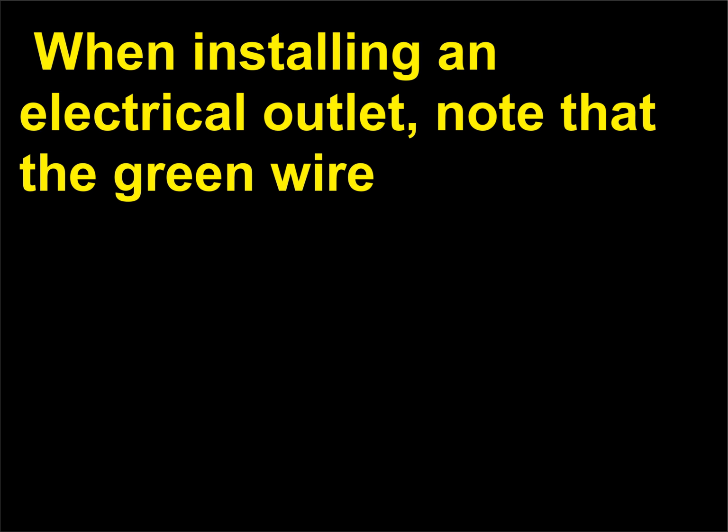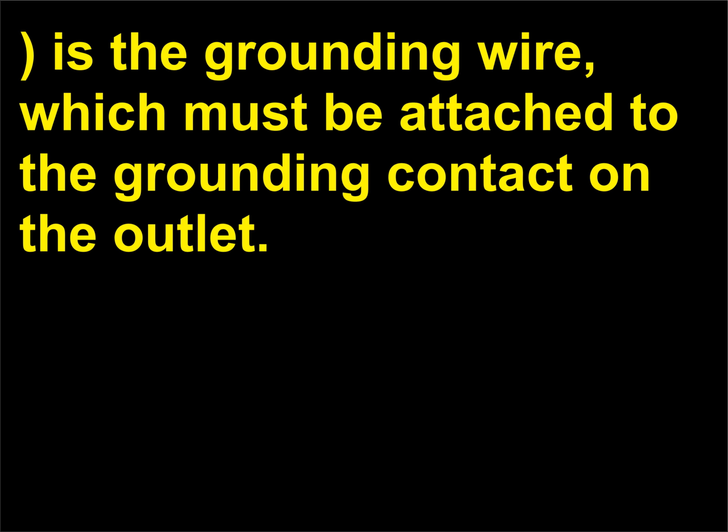When installing an electrical outlet, note that the green wire, okay, you can't tell in this black and white photo, but it is there, is the grounding wire, which must be attached to the grounding contact on the outlet.